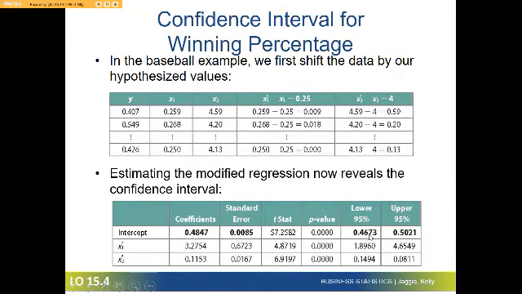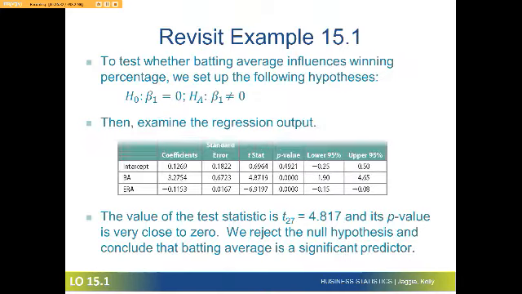Remember, we said it was about 47% winning percentage with that group. Now I'm able to actually capture this in Excel as the range that we're expecting to see for a team that bats .250 and has an ERA of 4. So between 46.73 and 50.21.